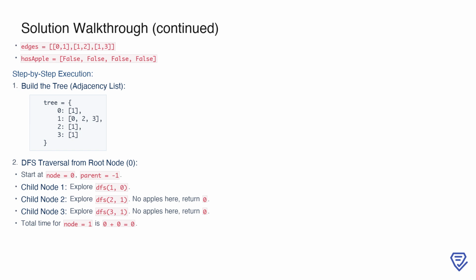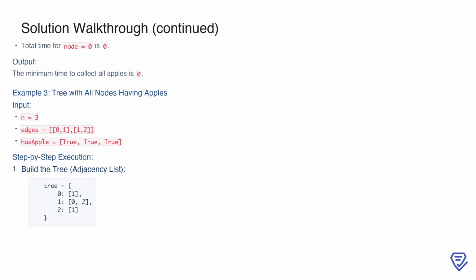With no apples found in the entire tree, the total time for node 1 remains 0. Returning to the root node, node 0, we see that no time was added from its child node. Since there are no apples anywhere in the tree, the total time for the root node is also 0. Therefore, the minimum time required to collect all apples in this tree is 0. This example highlights that when there are no apples present, no traversal is necessary, and the result is simply 0.